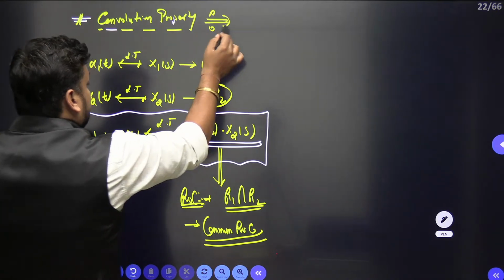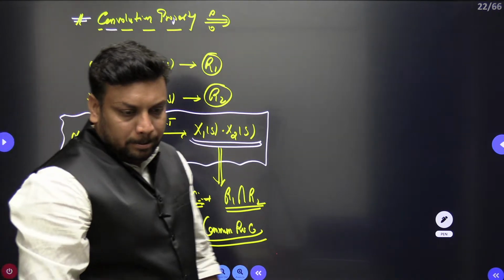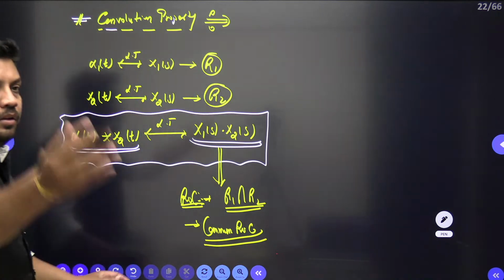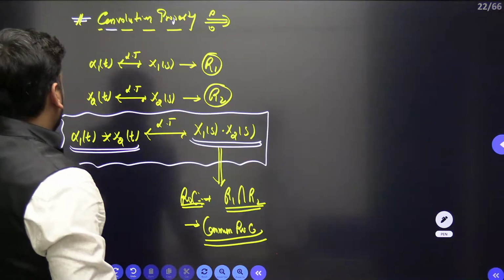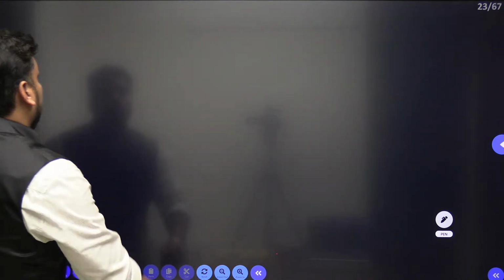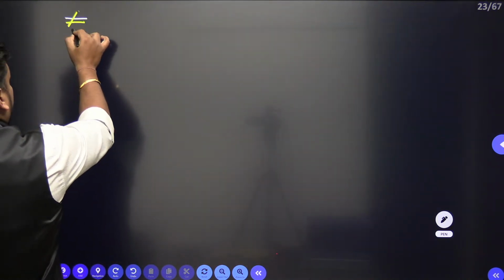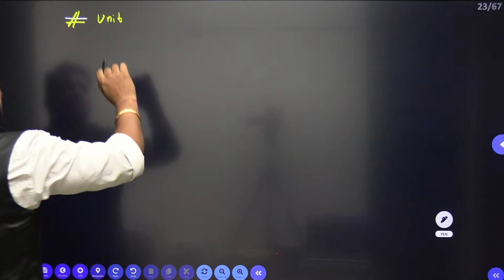Shall we go for next? Is this completed in your notes? All of you guys completed? Yes. So now student, I am writing the unilateral Laplace transform. Whatever properties we have discussed right now, that is for bilateral.